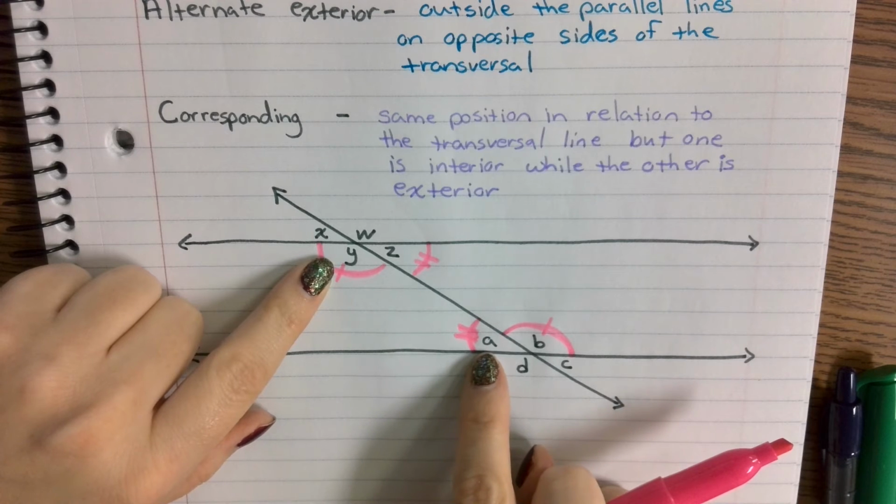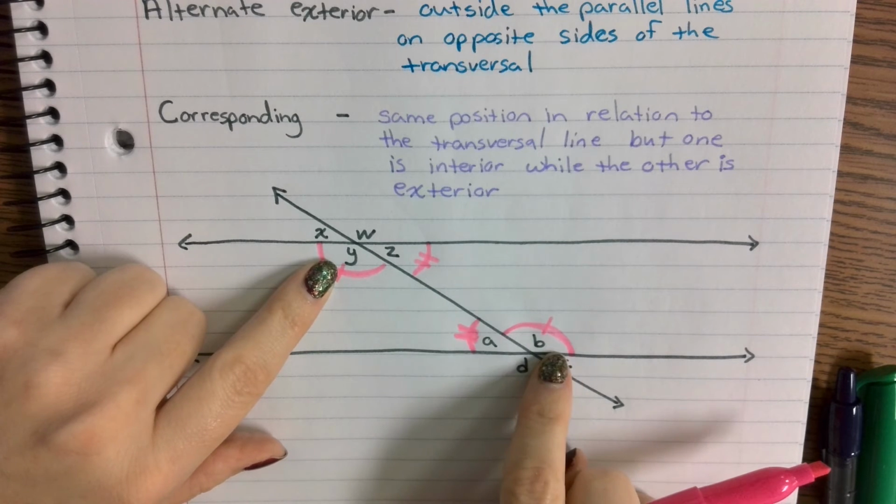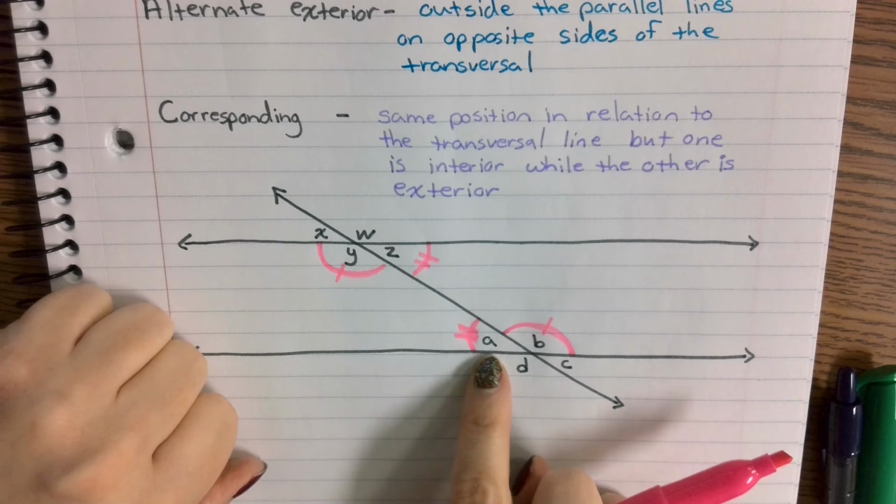Does Y relate to A? No. Y does not relate to A. Y is only related to B as alternate interior. Z is only related to A as alternate interior.